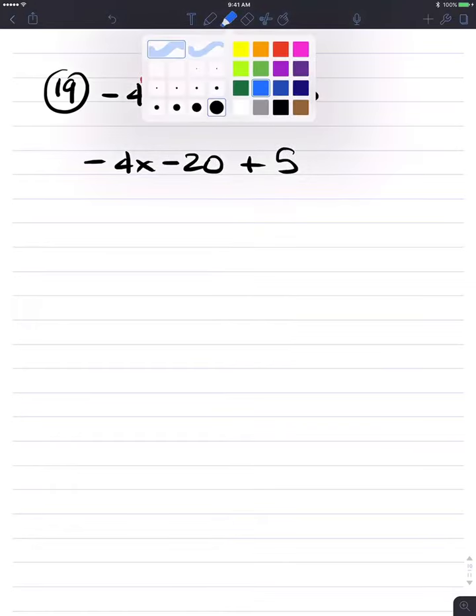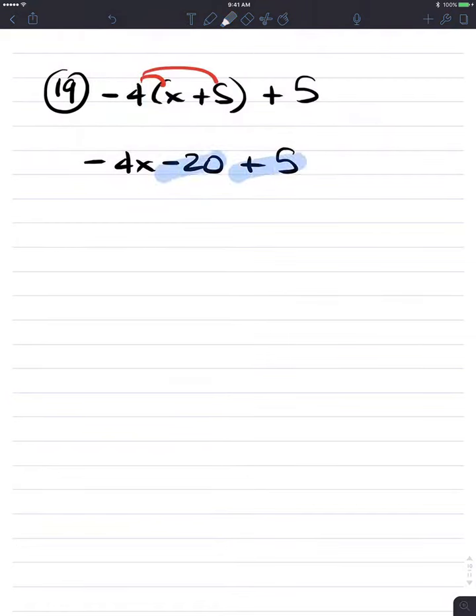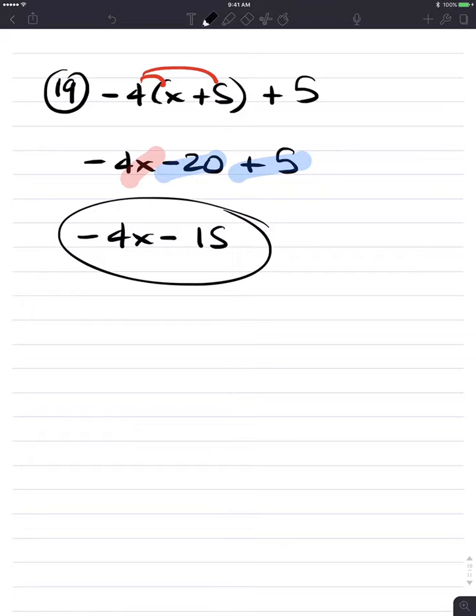And identify the terms that are like. It's only negative 20 plus our 5. We can combine those. This x is of a different type. We can't combine it. So we end up with negative 4x, and negative 20 plus 5 is negative 15. We are done.